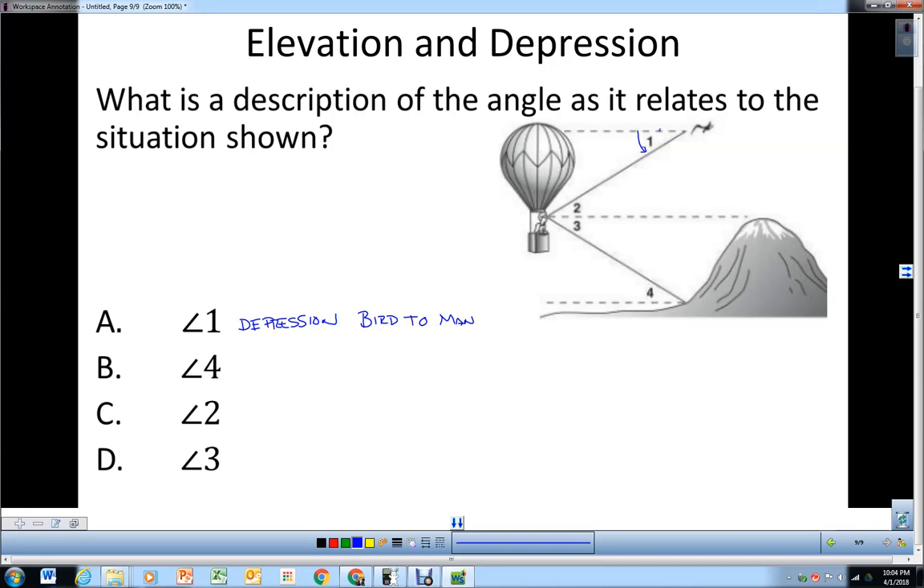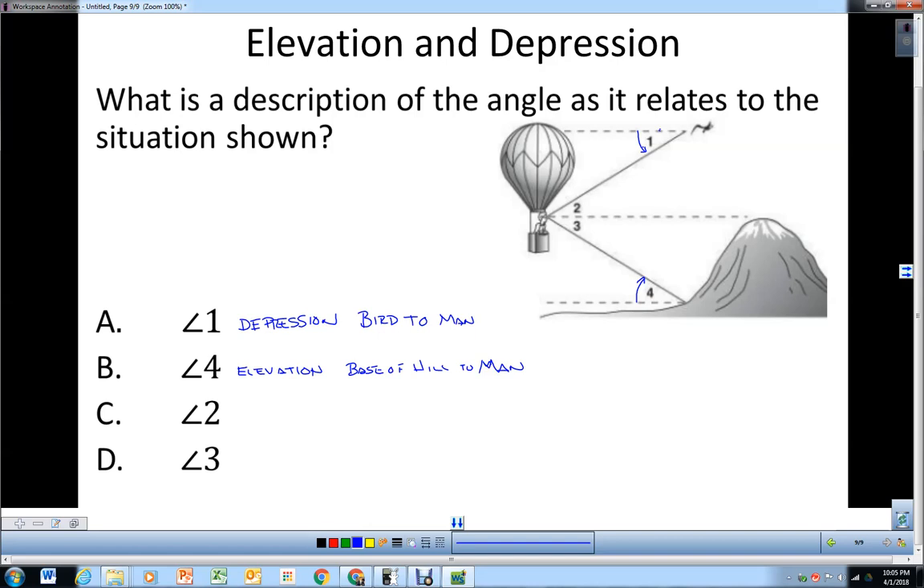Now angle 4 is down here. This is the horizontal, and this is the line of sight, so you're going to have to draw a line up to the line of sight. This is going to be an angle of elevation. Now what is the angle of elevation from? It's from the base of the mountain, the base of the hill, we'll call it a hill, to the observer or the man. So from the base to the man, he's looking up here.